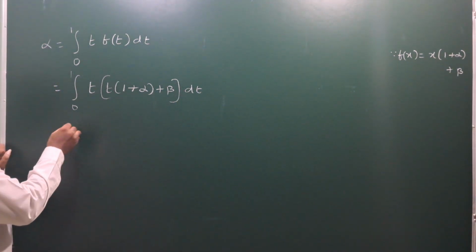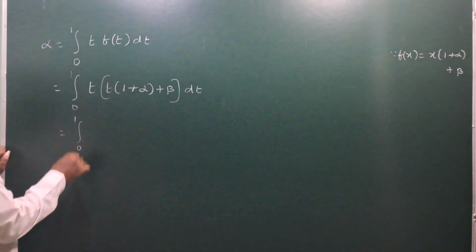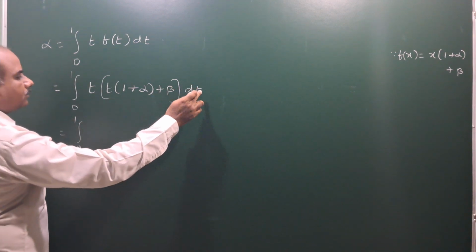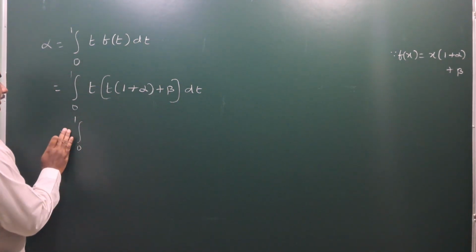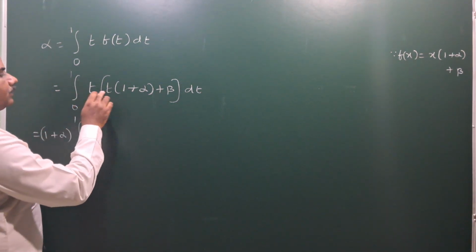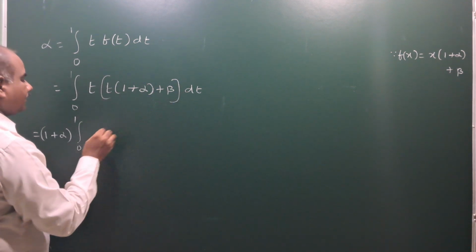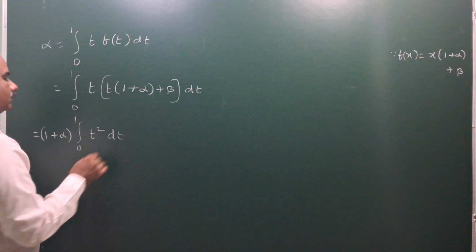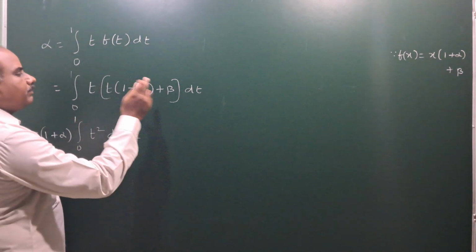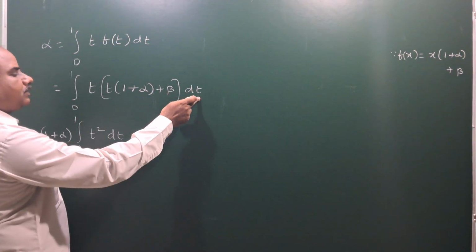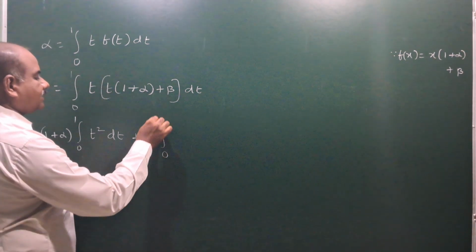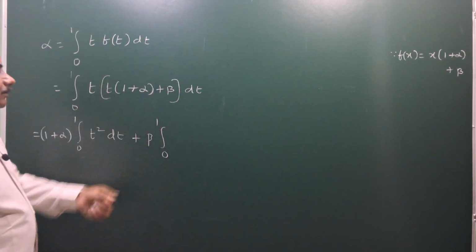Okay, now we have to simplify this, integral 0 to 1. So we have to integrate this function with respect to t. So 1 plus alpha is completely constant, so take it outside, 1 plus alpha, and we have t into t square dt, integral 0 to 1 t square dt, and the second term is t into beta into dt. With respect to t, beta is constant, so take it outside, and the remaining can be written as integral 0 to 1 t dt.